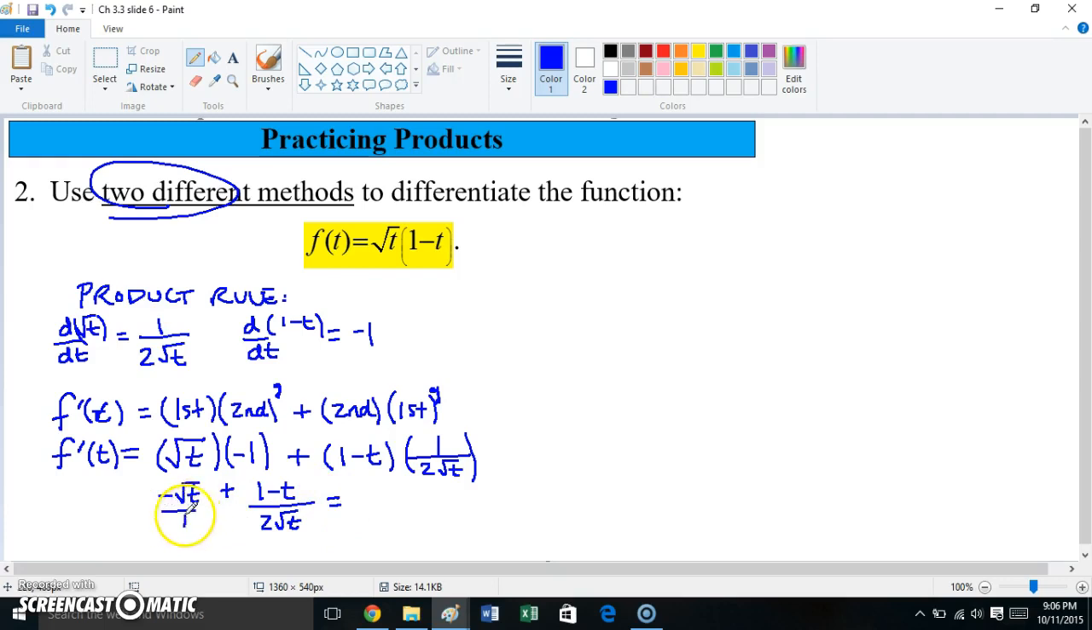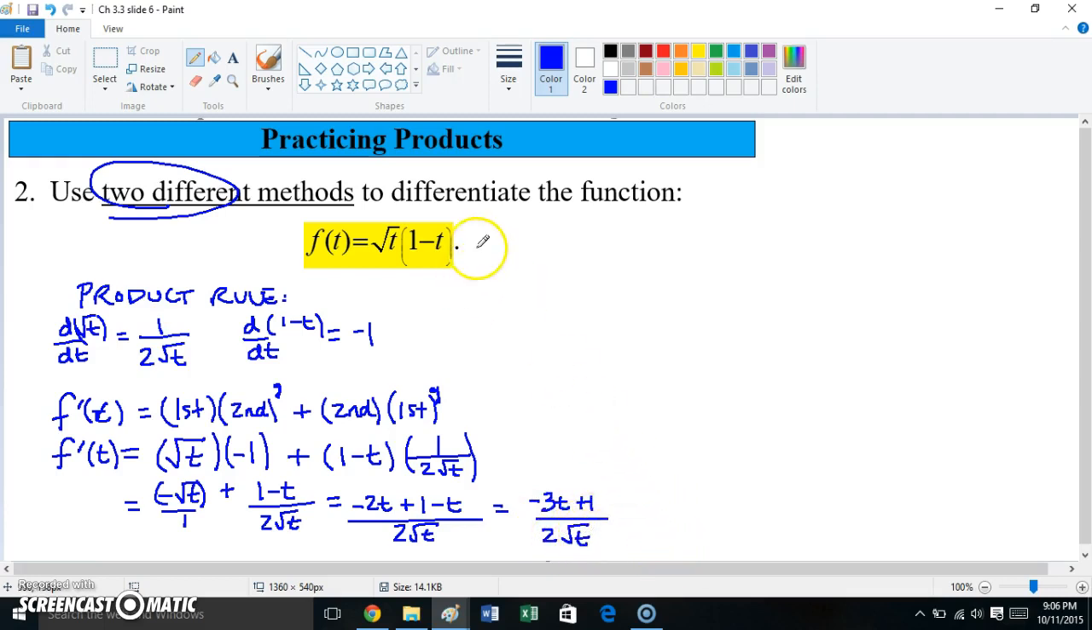All right. I am going to choose to add these fractions together, getting a common denominator. Okay, so my common denominator would be 2 the square root of t, which means I need that factor multiplied by the numerator of the first fraction. So that's going to produce just a negative 2t. Adding my 1 minus t. Let's simplify. That's going to be negative 3t plus 1 over 2 the square root of t.